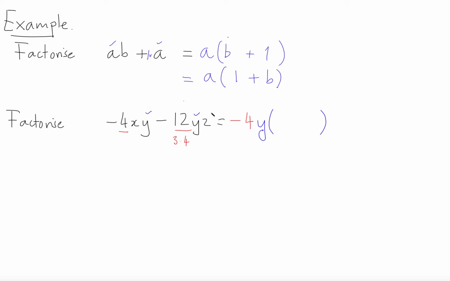So what do we need to multiply minus 4y by to get minus 4xy? It's the x which is missing. Oops, sorry.